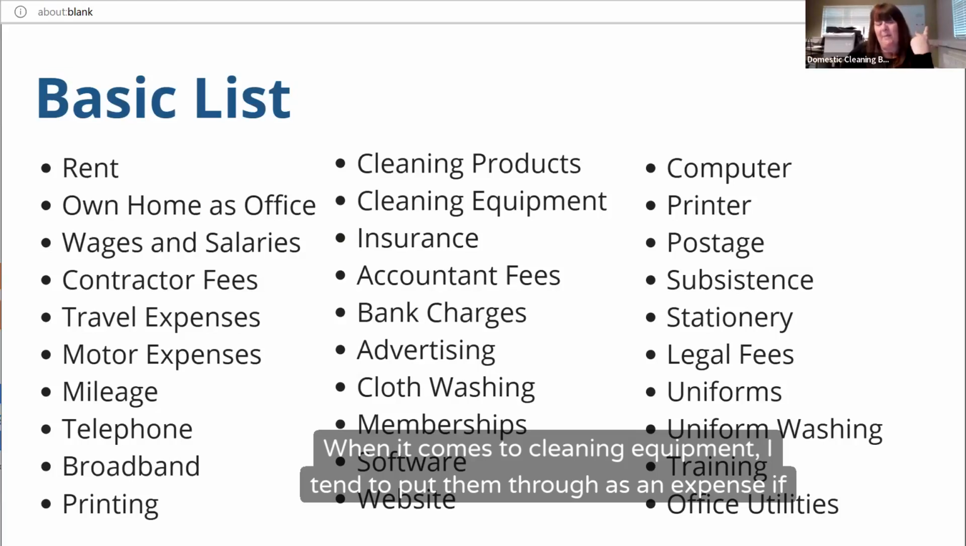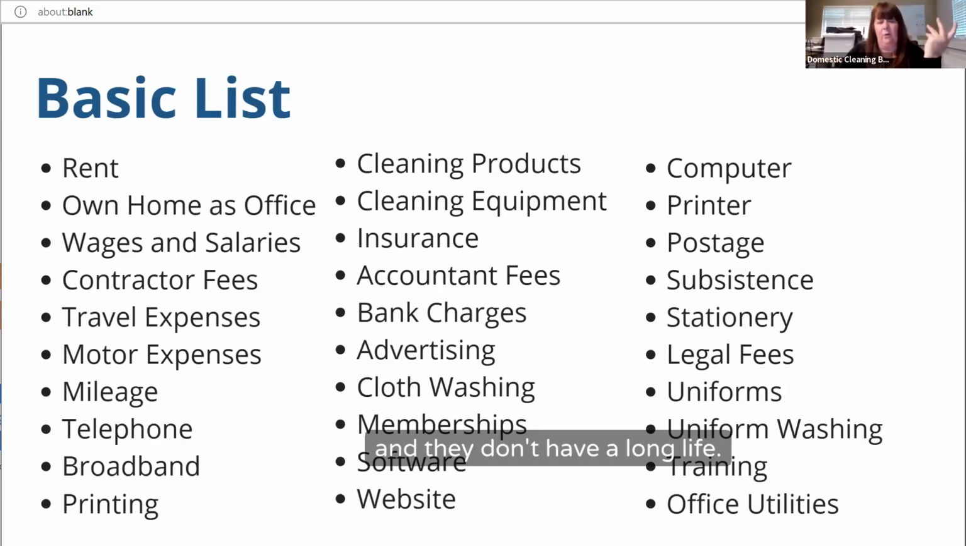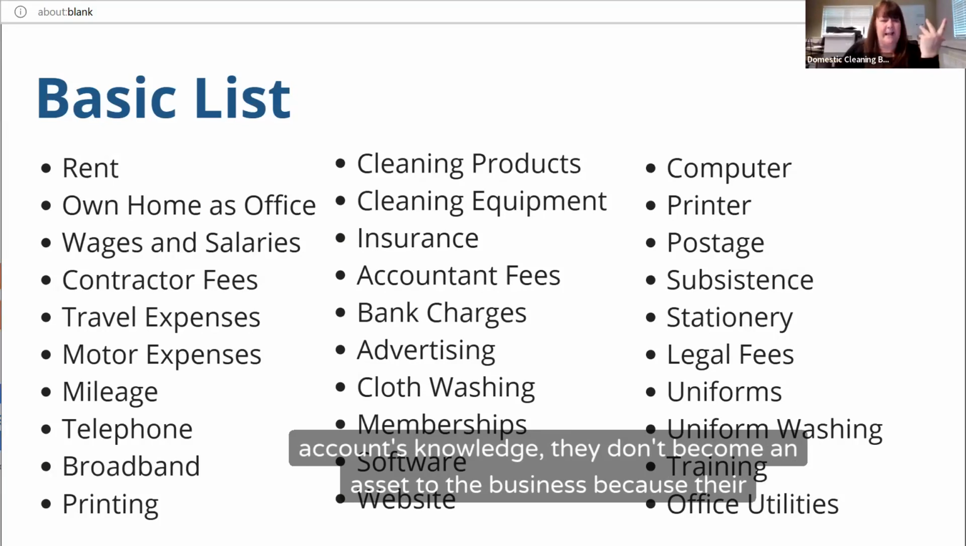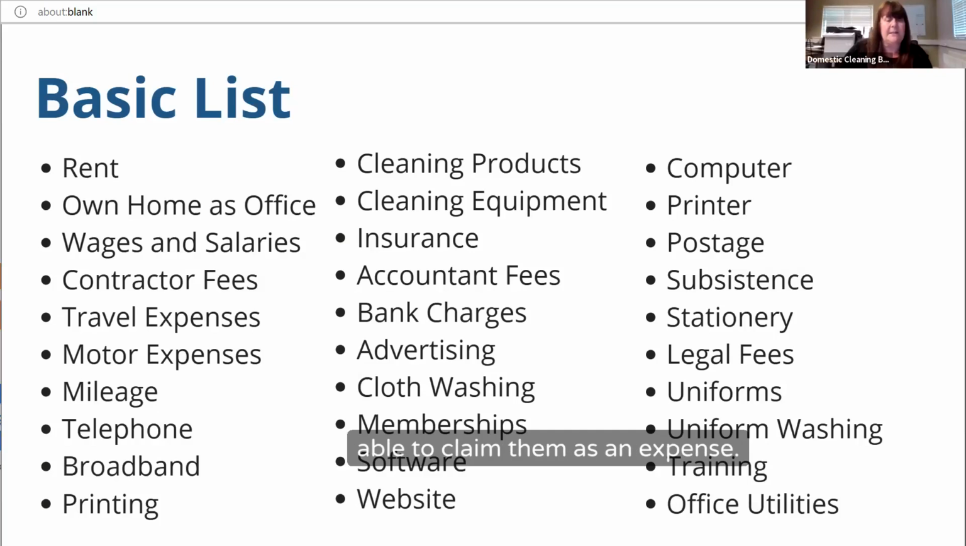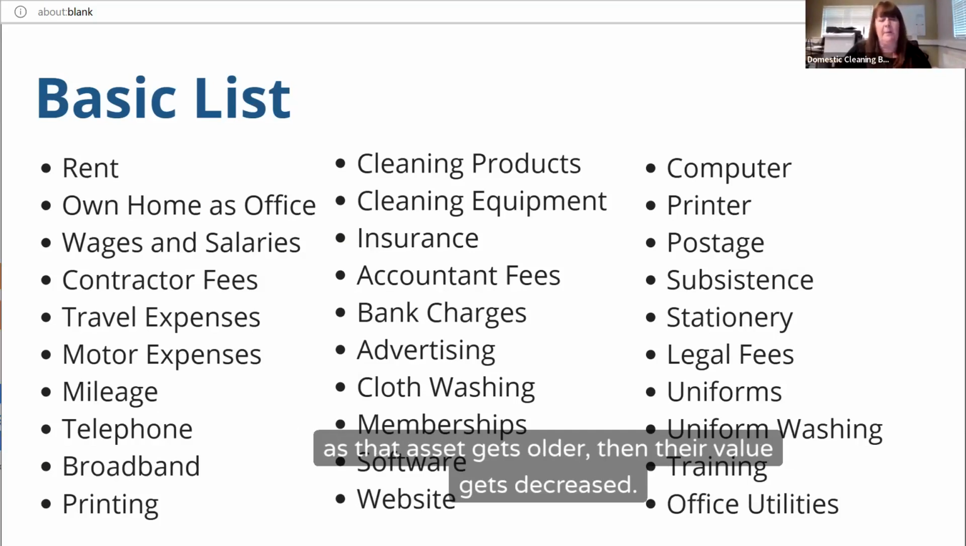When it comes to cleaning equipment, I tend to put them through as an expense if they're something quite small, even our vacuum cleaners, because they're only £120 and they don't have a long life. So I actually tend to put them through as an expense, because from my accounts knowledge, they don't become an asset to the business because their lifespan is too short. But if you're spending thousands on equipment, then you're not going to be able to claim them as an expense. You would put them through as an asset, and you then depreciate them as that asset gets older, then their value gets decreased.